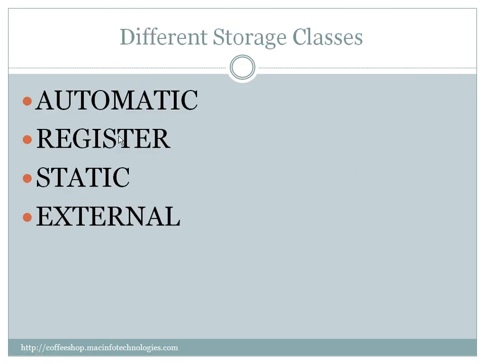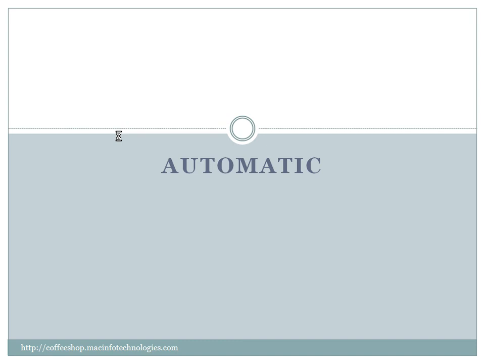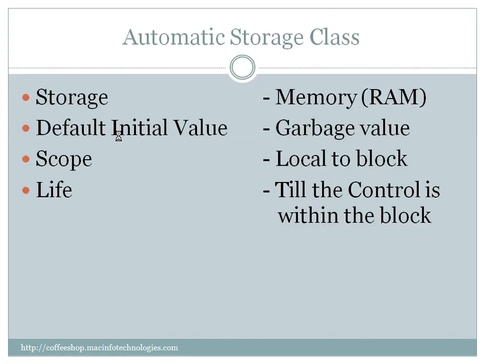The different storage classes in C are automatic, register, static and external. We will see them one by one. We will first see the automatic storage class.